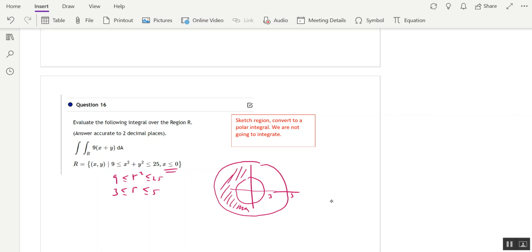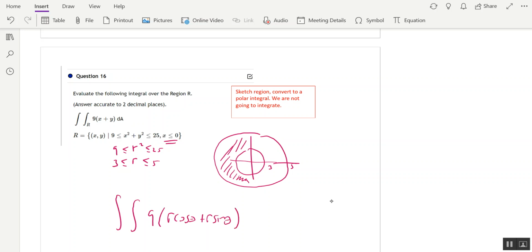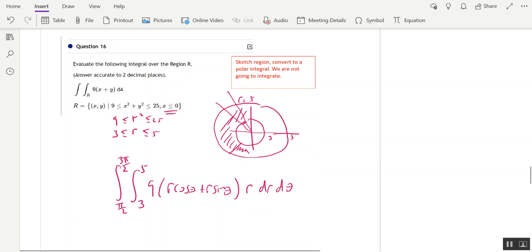Okay, so how would we set that up in polar coordinates? First of all, the 9x plus y is going to become 9 r cos theta plus r sine theta. The dA will become r dr d theta. And now how to describe this region in polar? Well, if we imagine rays emanating from the origin going through the region, r is going to start at the origin, doesn't hit the region till 3, and it leaves the region at r equal 5. And then for what thetas do we have the rays going through that region? Well, they start at pi over 2 and they go to 3 pi over 2. So there's the setup for polar.